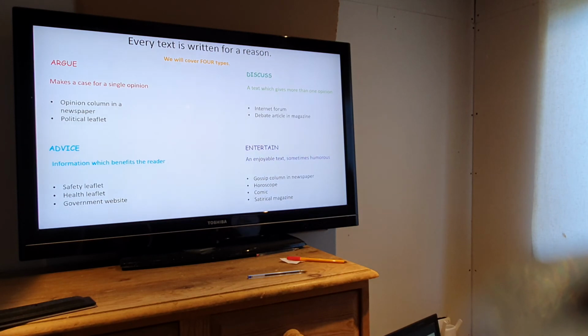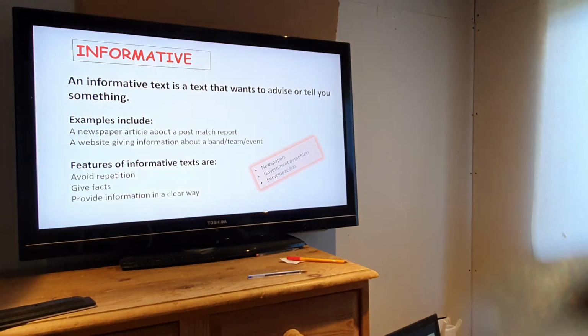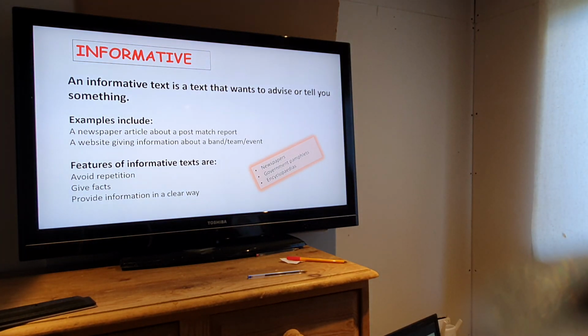Where we come to advice, again there, safety leaflet, health leaflet, government website. And entertain, something that's enjoyable, very similar to the descriptive, I suppose. Gossip columns or horoscopes or comics or satirical magazines, things that try and poke fun at things in order to entertain you. And we're going to start with thinking about the informative text, where we start to look at that.